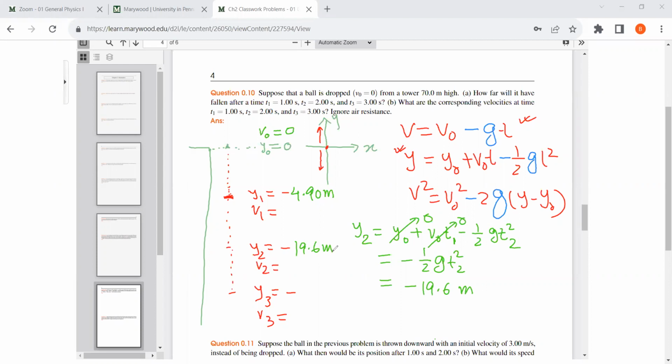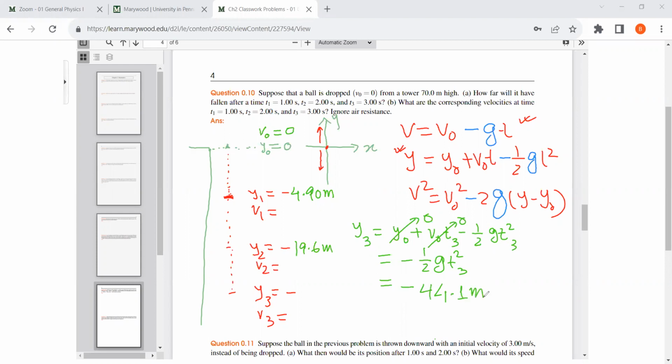Similarly for 3, this will be 3, this will be 3. So t3 means time equal to 3 seconds. Again, if you plug the value of gravitational acceleration and t3 equal to 3 seconds, then you can show that the distance at 3 seconds is equal to 44.1 meter.